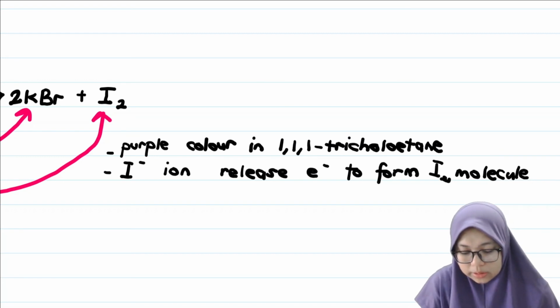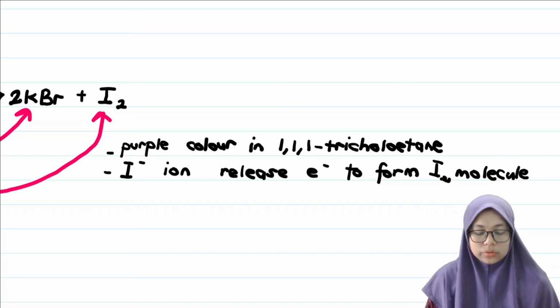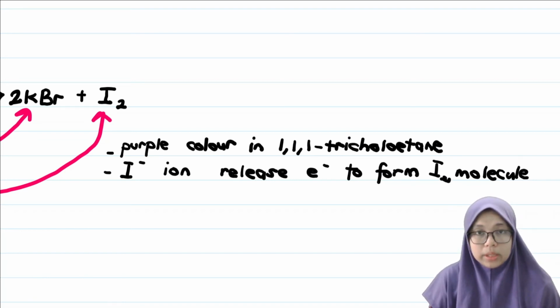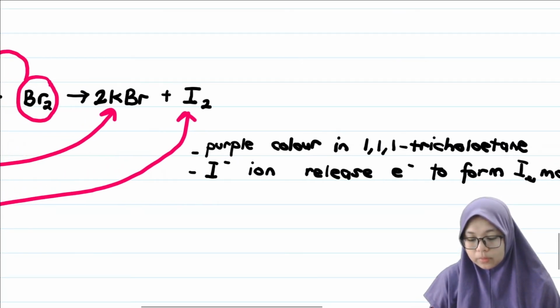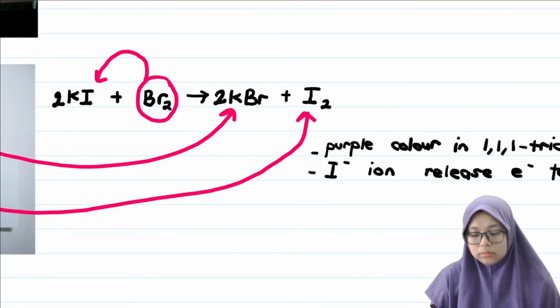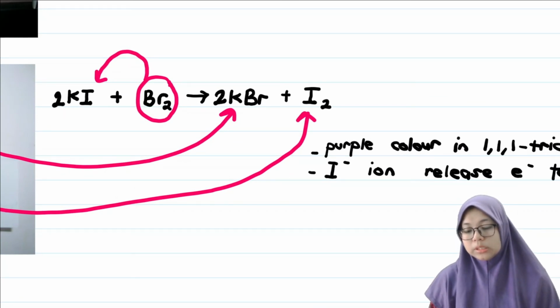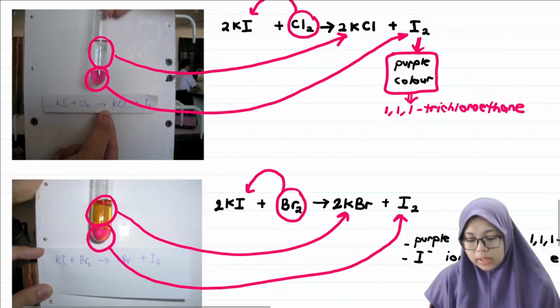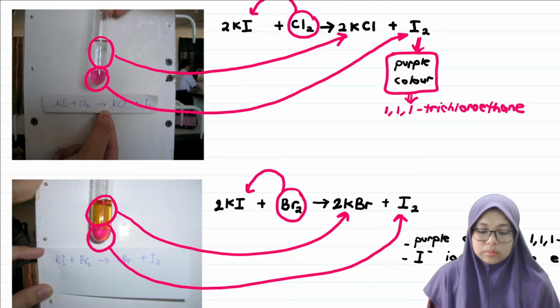So the iodide ion already released its electron to form iodine molecule. Okay, for potassium bromide, the bromine will accept the electron to form the bromide ion. So bromine accepts electron, iodide releases electron. So this is a redox reaction. So basically these two reactions are using chlorine and bromine. So chlorine and bromine are more reactive than iodine. So both reactions will produce a new product.